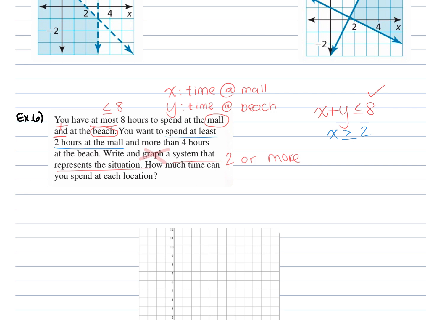There's one more inequality that belongs in this system. Read it again. What's the last inequality? Addison? Y is greater than 4. Very good. Y needs to be greater than 4. Because it says more than, that one's clearly a greater than symbol, and then 4 hours at the beach. This is our system. That's all I'm looking for, is that you are able to set it up.